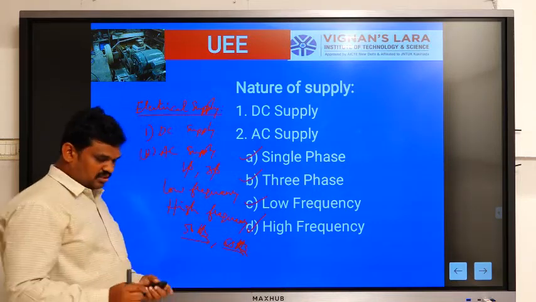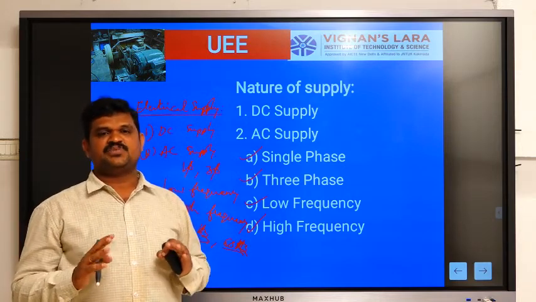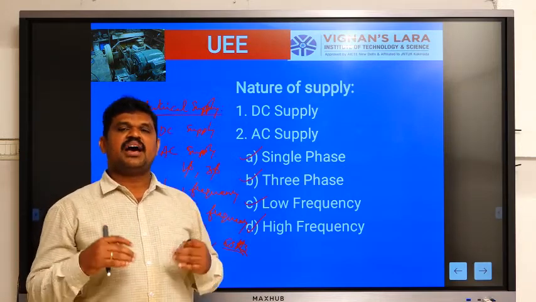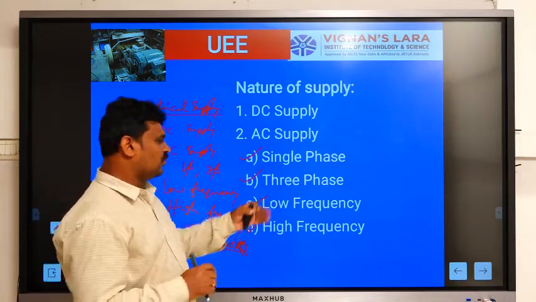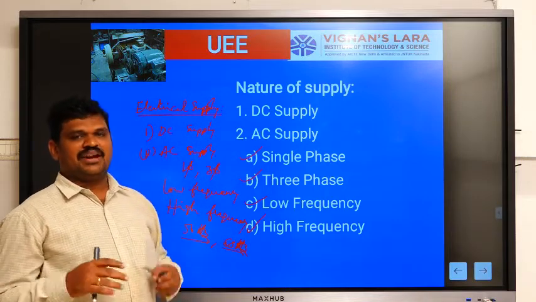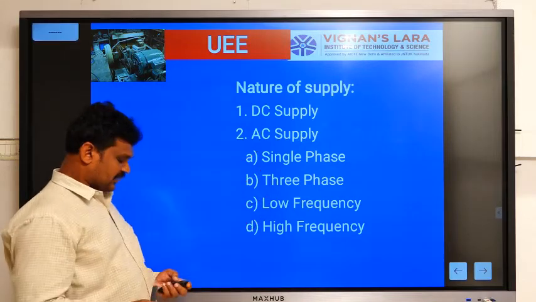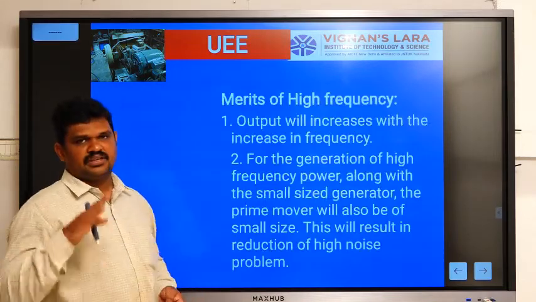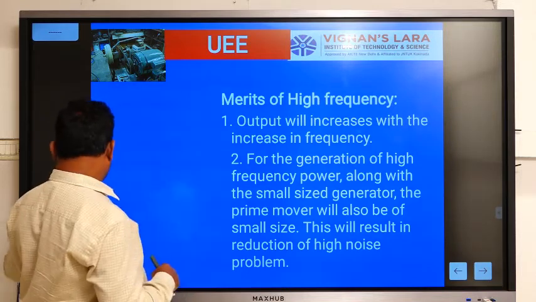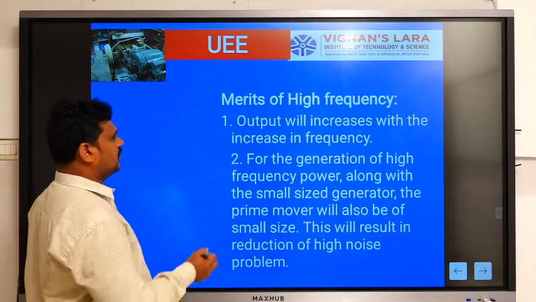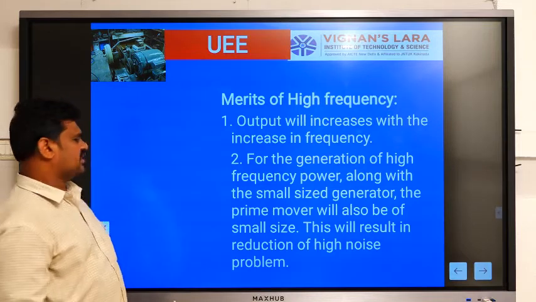But in aeroplanes or in space vehicles, we use high frequency supply and high frequency equipment in the place of low frequency equipment. So what are the advantages? Why do you use the high frequency equipment? In the space vehicles, the advantages are the output will increase with increase in frequency.